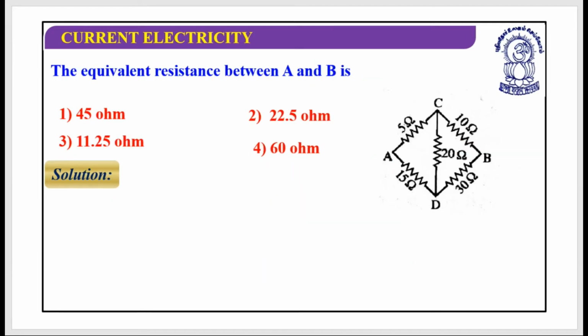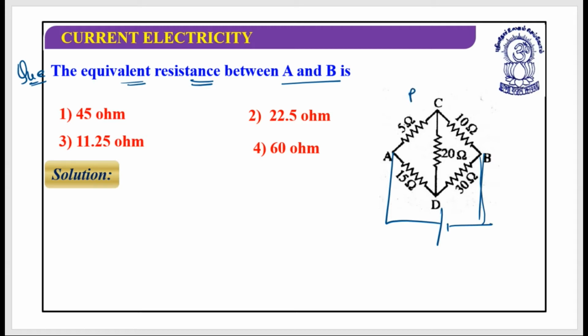Let's have a look at what the question is saying. It says the equivalent resistance between A and B. So you have a situation similar to this. It's an A to B. So this is the situation. How should you deal with it?